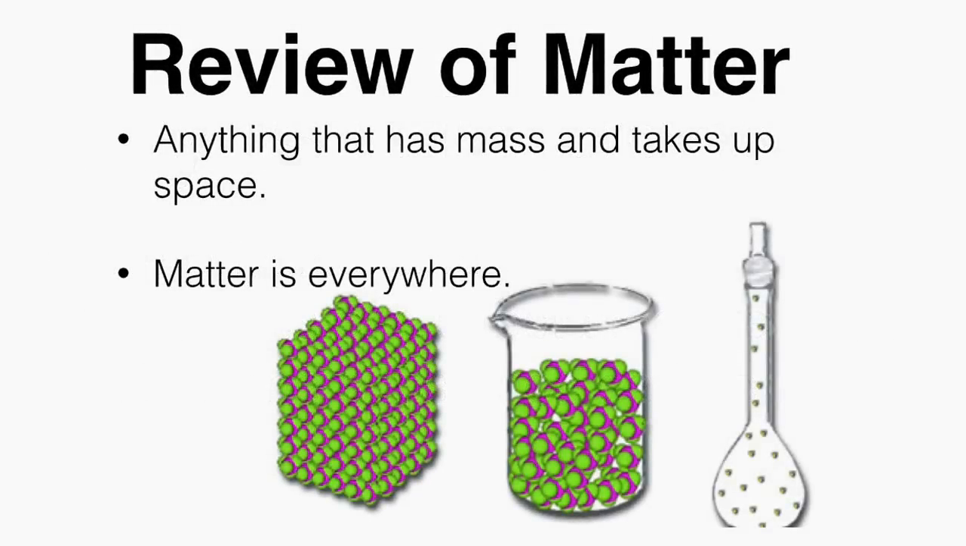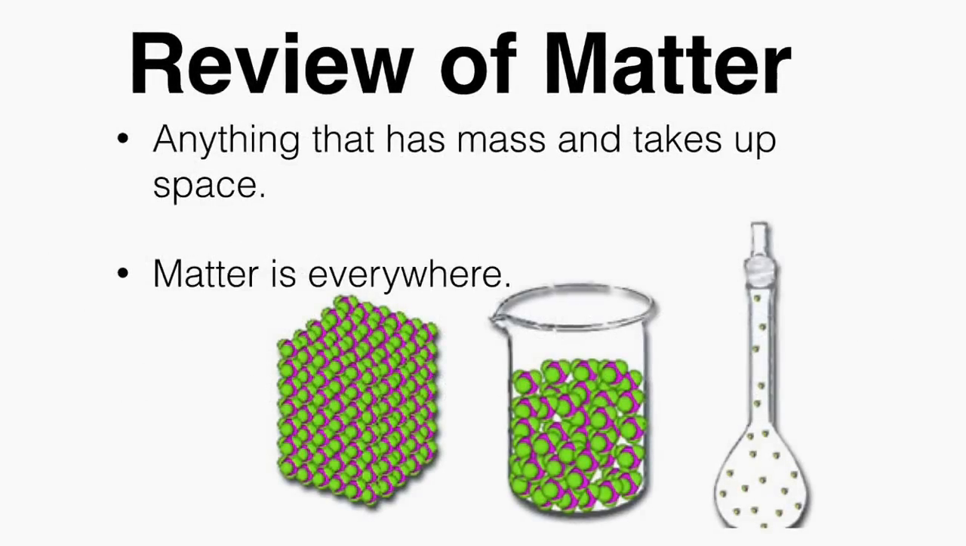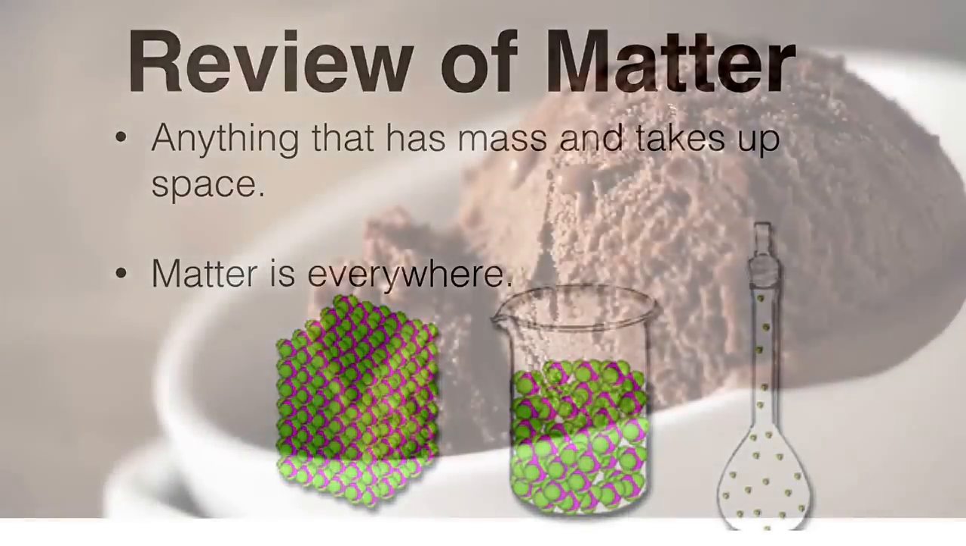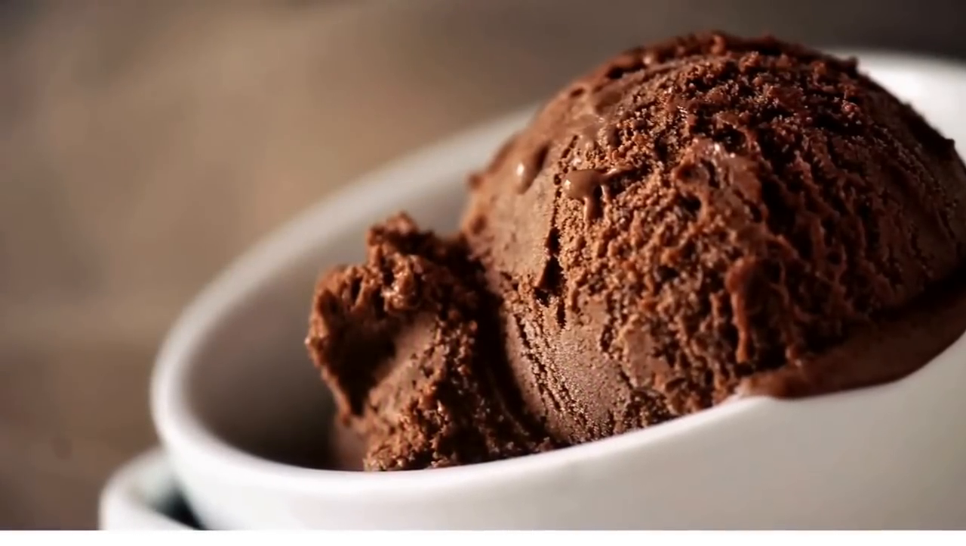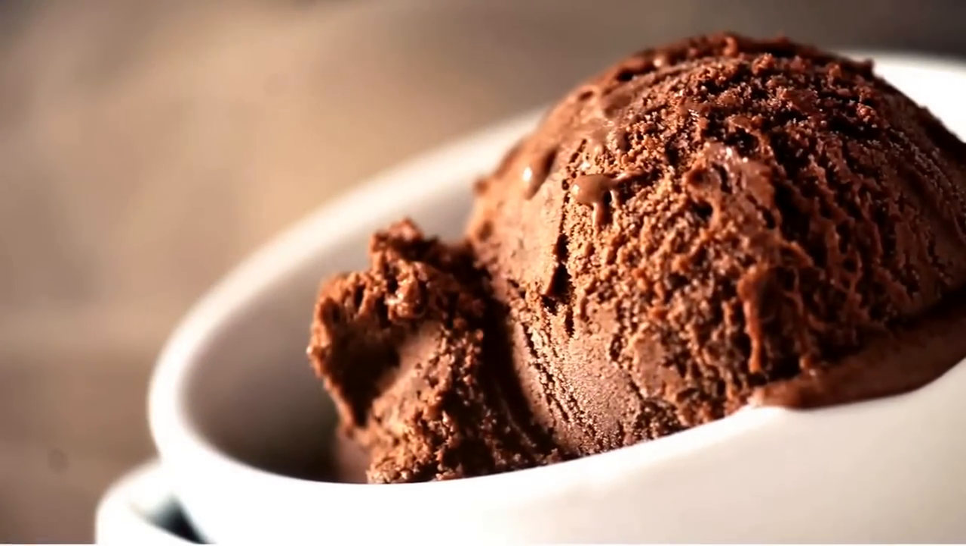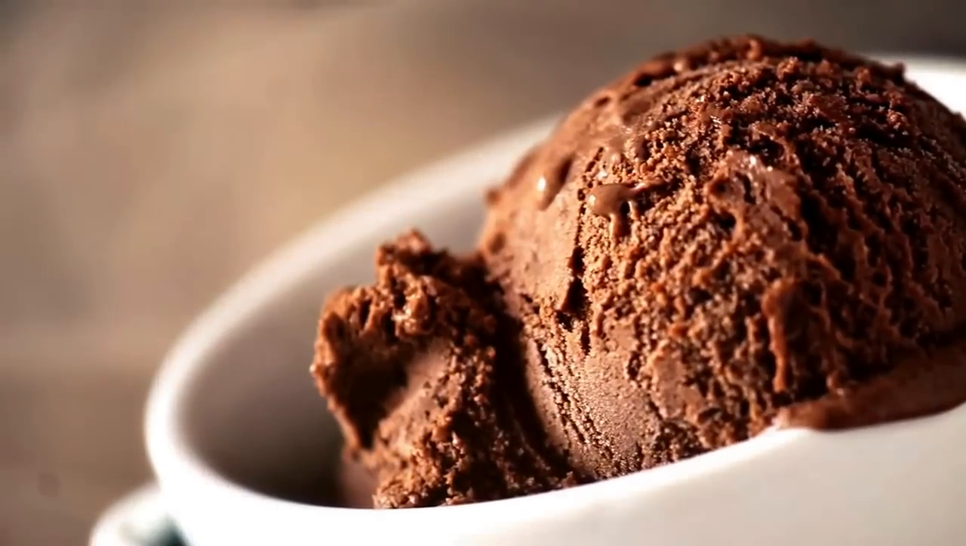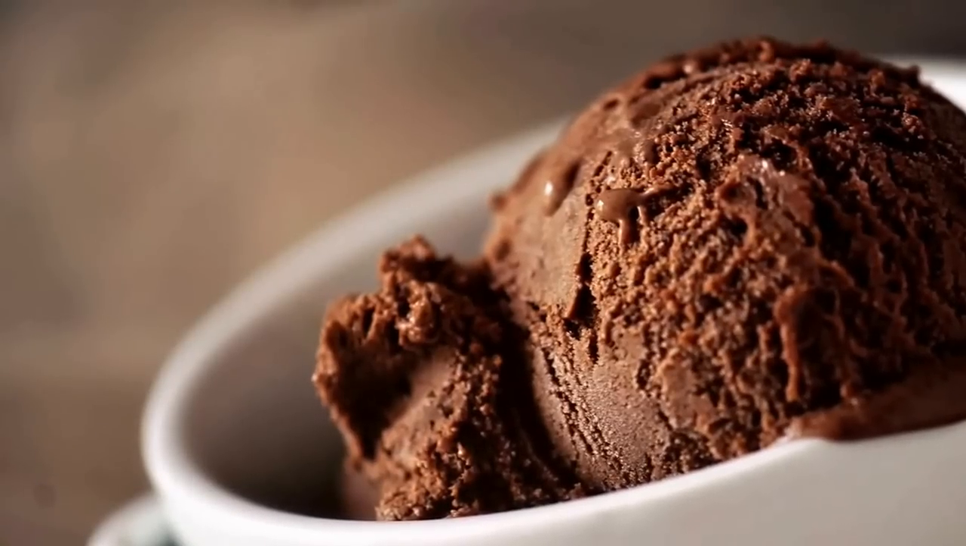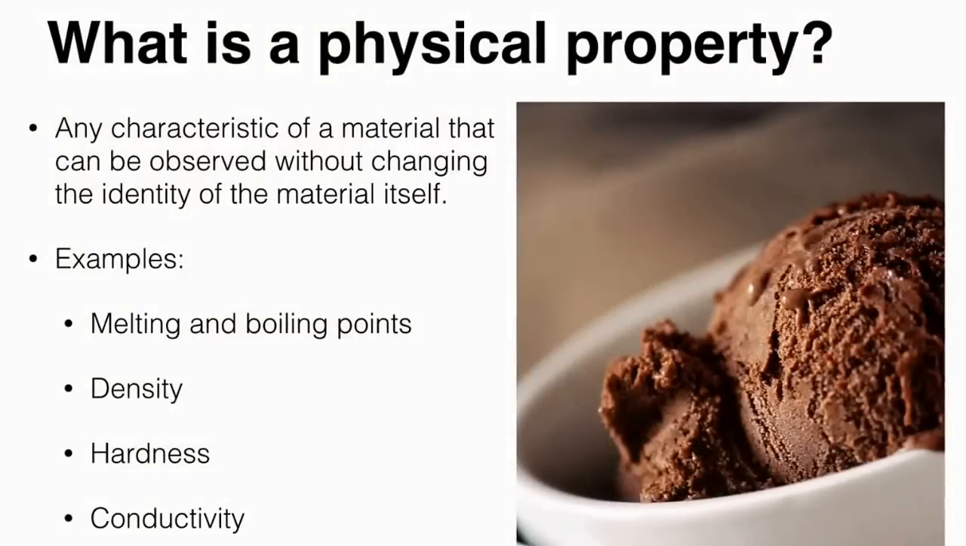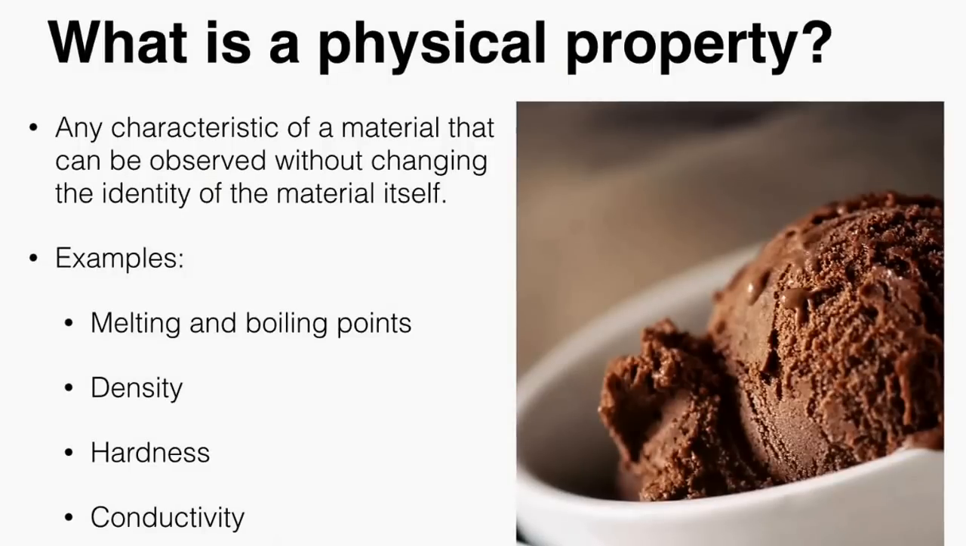Alright, so a quick little review of matter. Remember, matter is anything that has mass and takes up space. So really, matter is everywhere. Consider this bowl of ice cream. You might describe it as cold, brown in color, or even smooth in texture. These would be examples of physical properties. So physical properties are characteristics of a material that can be observed without changing the identity of the material itself. Melting and boiling points, density, hardness, conductivity, these things do not change the substance, they just describe the substance.